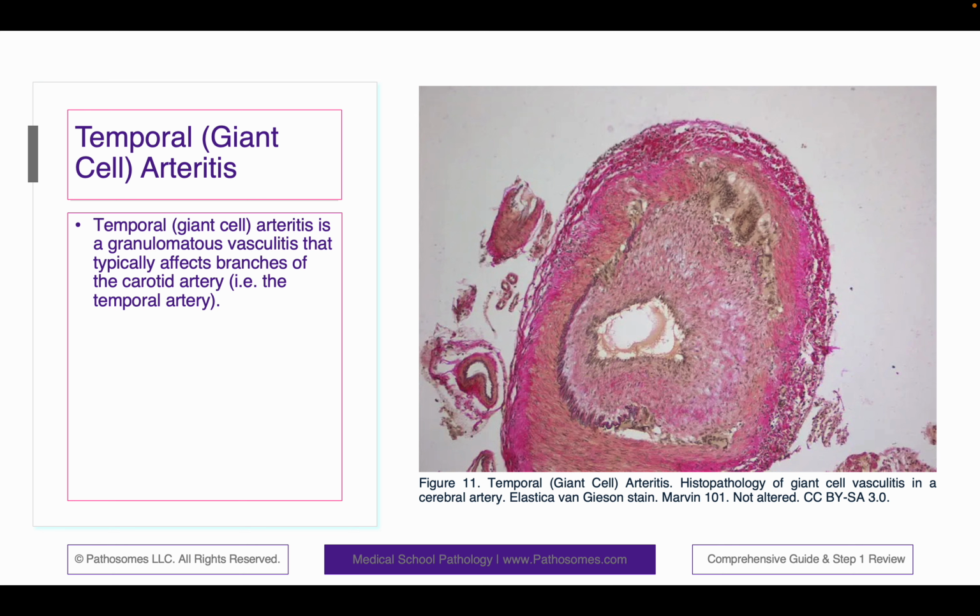And the name temporal clues you in to what artery is affected, right? Temporal arteritis is a granulomatous vasculitis that typically affects branches of the carotid artery, i.e. the temporal artery. Here in this image, we have a cross-section of a temporal artery showing giant cells within the smooth muscular area, right? Classic presentation of giant cell arteritis. And this stain that's making it look somewhat blackish brown is the Elastica van Gieson stain, also known as EVG stain.